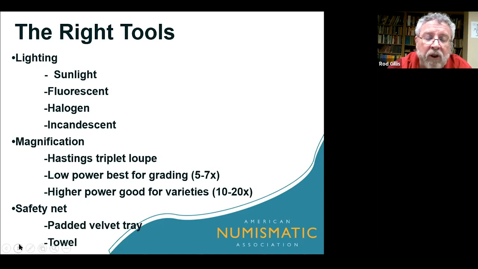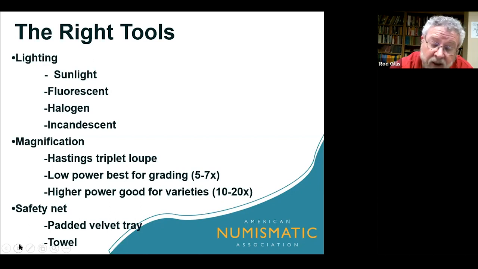Magnification. We like to tell people to use a power of either 5 or 7, no larger than that. Higher power loupes are good for varieties, if you're looking for something very small on a coin. But if you're just looking at a coin to grade it, nothing more than a 5 or 7, because the higher the magnification, the more distortion on a coin. And again, just like fluorescent lights, if you use too high of a loupe on a coin, you're going to pick things out on a coin that shouldn't necessarily be a factor.